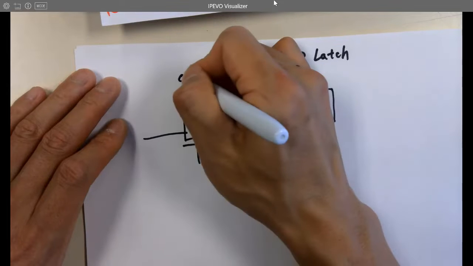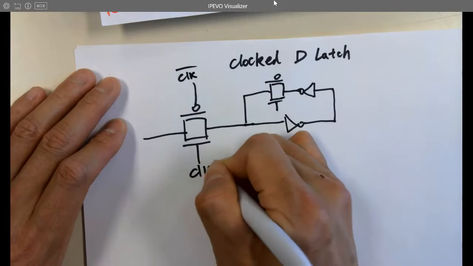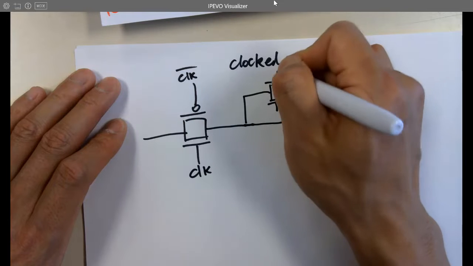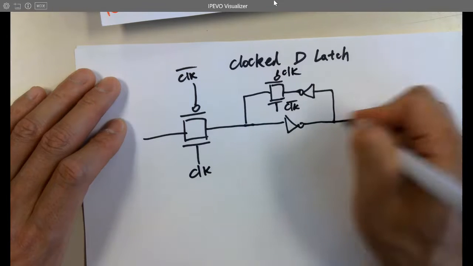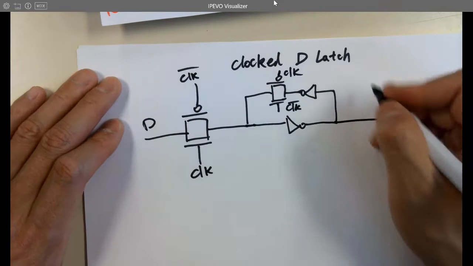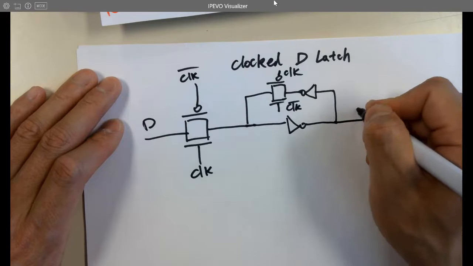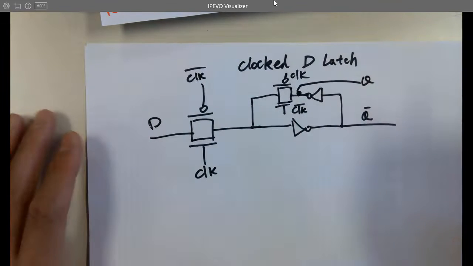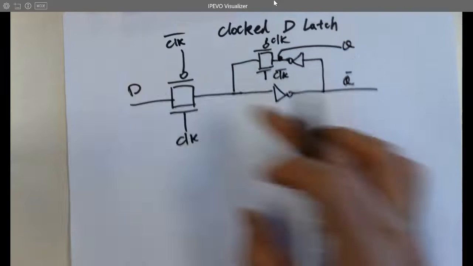And here's clock bar, clock bar, clock. That's it. So that's the D latch. So here's Q naught, and here's Q. So that's the data.